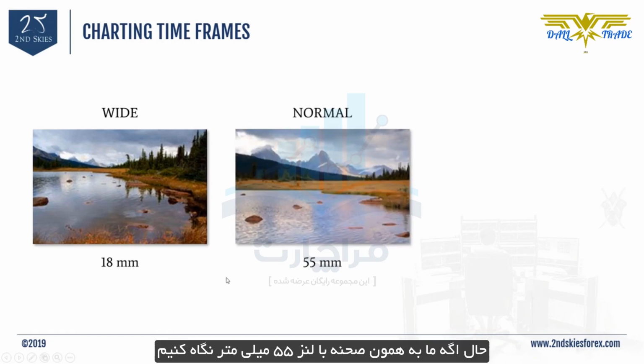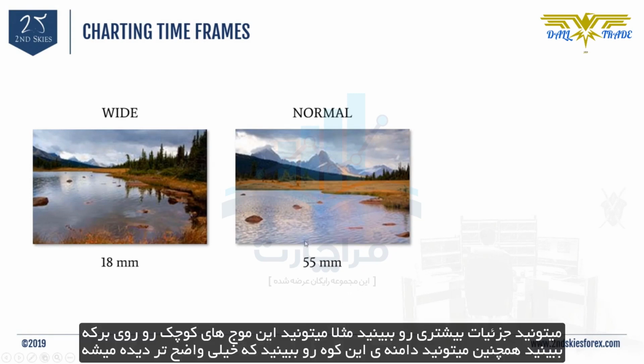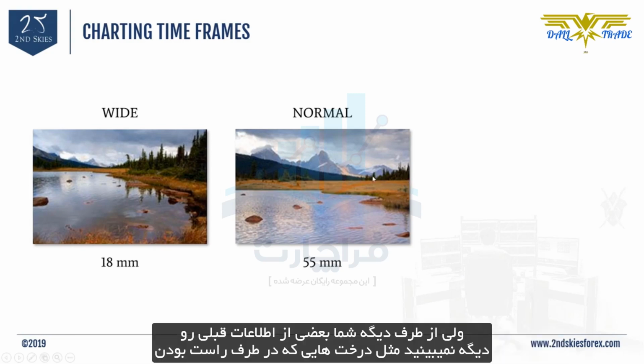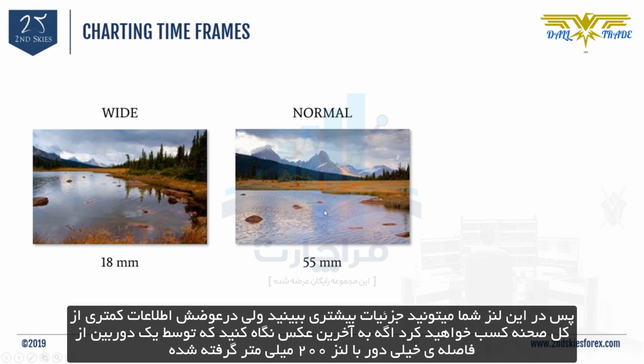If you now look at the same scenery with a 55mm lens, you will see greater detail on the lake. You will see the ripples, you will see this mountain range has moved a lot closer. You can see more details of the mountain range, but you've lost some of the context in the picture, which is the trees on the right side. So you can see more detail, but at the expense of seeing less of the scenery.